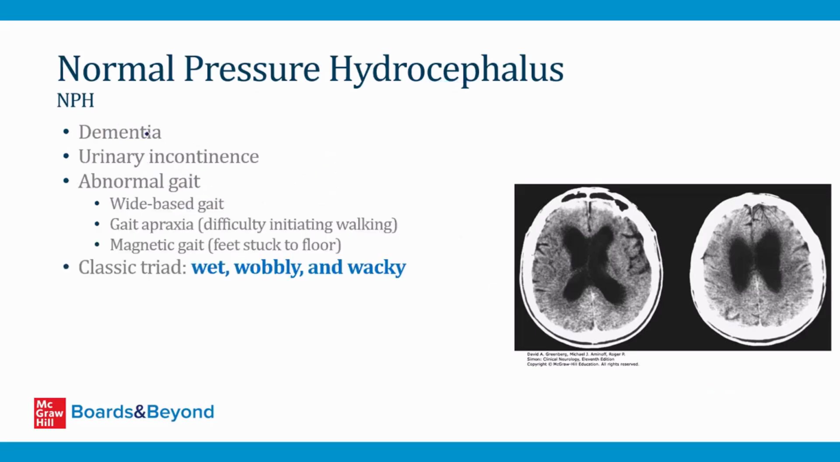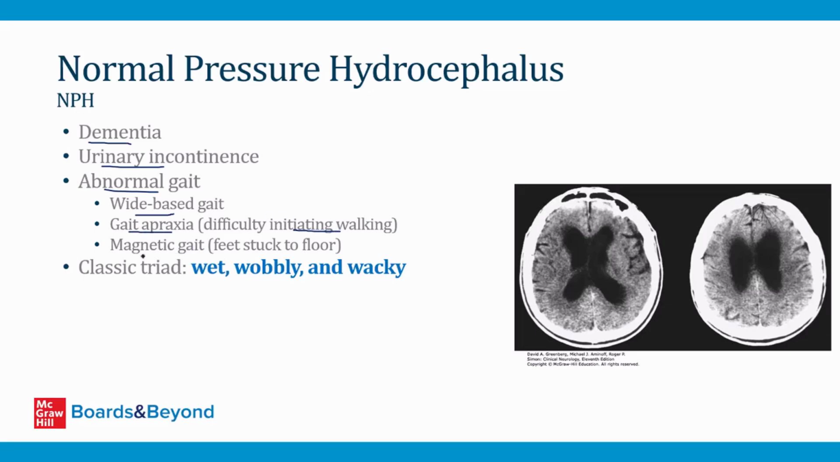So normal pressure hydrocephalus leads to a classic triad of clinical features, and the three elements of the triad are dementia, urinary incontinence, and abnormal gait. The gait is classically a wide-based gait. Patients are often described as having gait apraxia. This means they have difficulty initiating steps for walking.